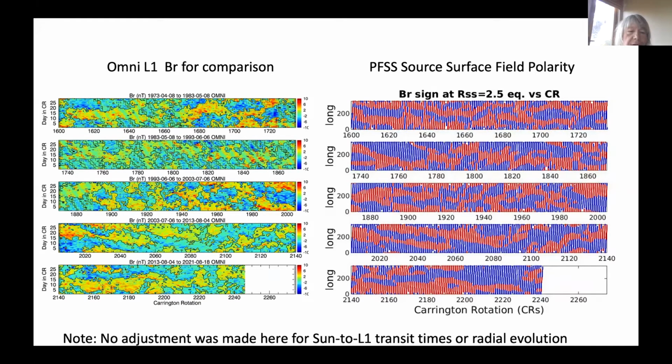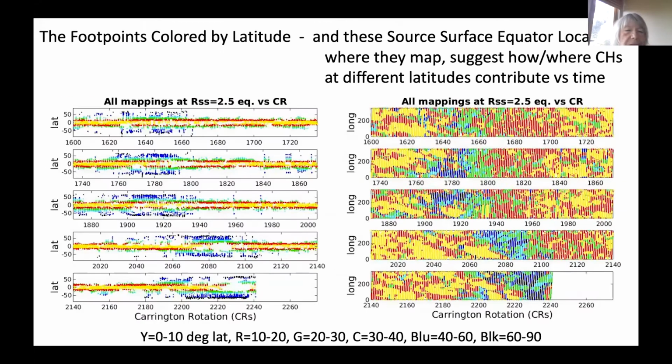And you can see, especially in the lower panels, that there really is a pretty good correspondence between the polarity predicted by the potential field models and the synoptic maps of the magnetic field used as their boundary, and the Omni radial field. So that gives you confidence that the mappings are, to first order, roughly correct. So the next slide gives you an idea of where different latitudes map to on the ecliptic plane.